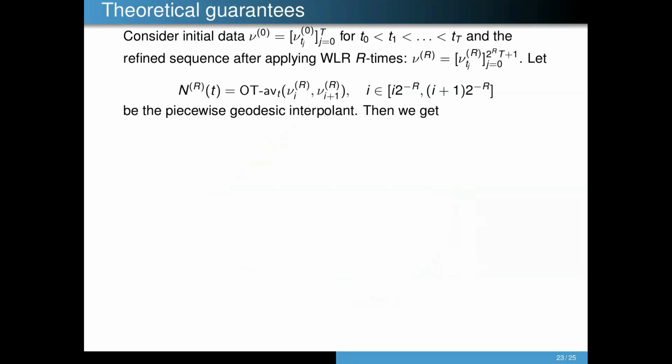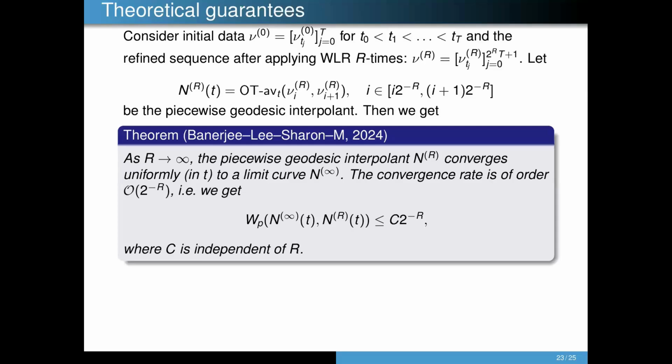So how are we showing this? You have point clouds, and we're doing piecewise geodesics between them. This is the NR. So in refinement step R, we are fitting a piecewise geodesic between our point clouds. And then we're showing those piecewise geodesics as R goes to infinity converge to a curve. And this is basically the result. So if you do the piecewise geodesic interpolant in Wasserstein space, it will converge to a curve.